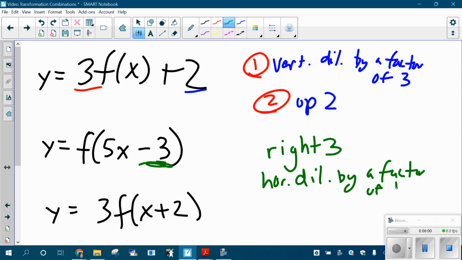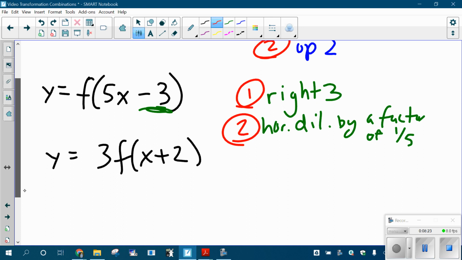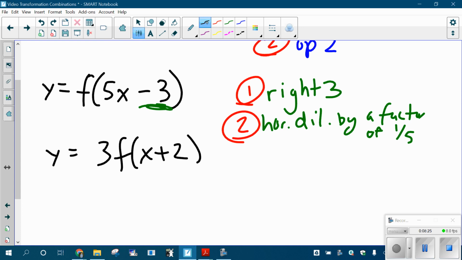5, 1/5. Okay. Now again, you'd think you'd do the multiplication first, and then the addition, but wait, it's horizontal, and horizontal stuff is backwards. So what do you do first? Well, you actually do the right 3 first. Then you do the horizontal dilation. Okay. Backwards. Reverse PEMDAS. Last one here, we have a vertical dilation by a factor of 3.